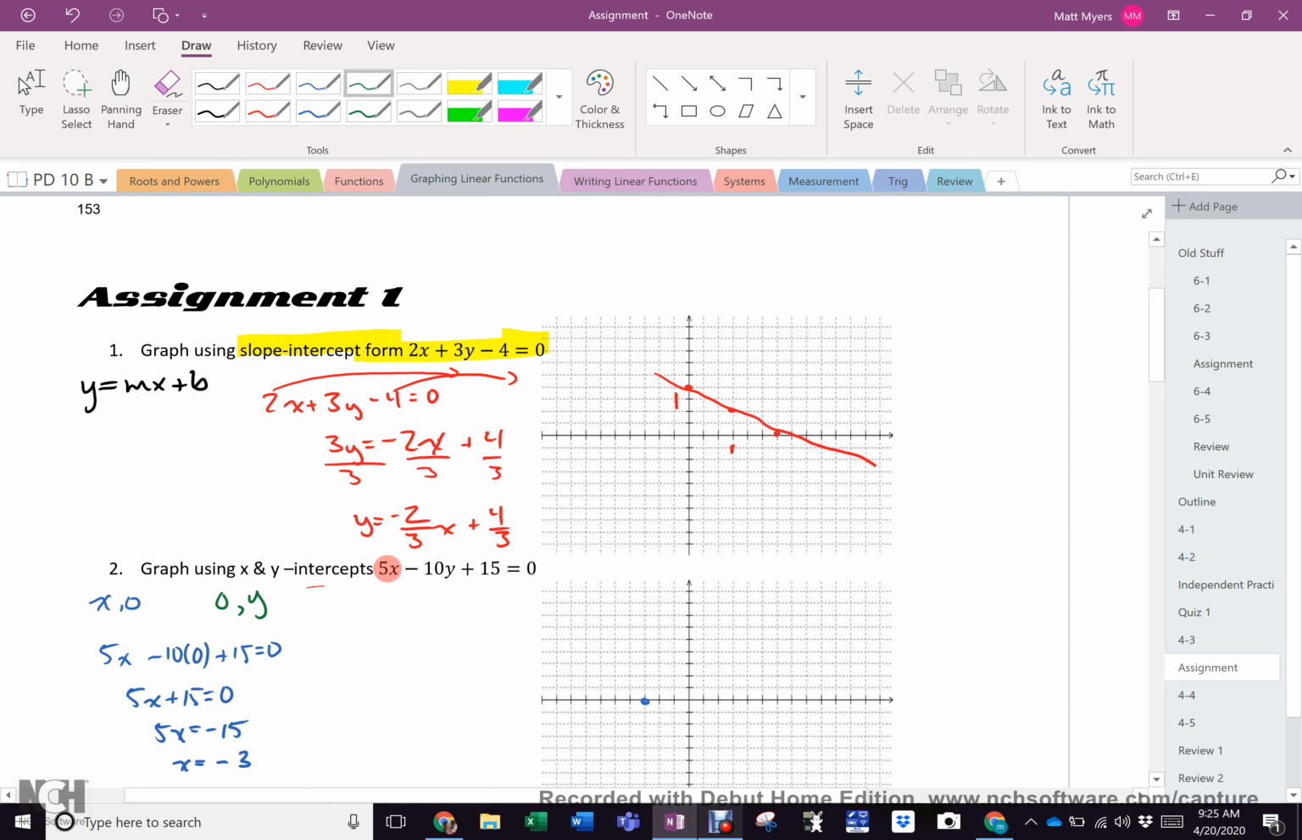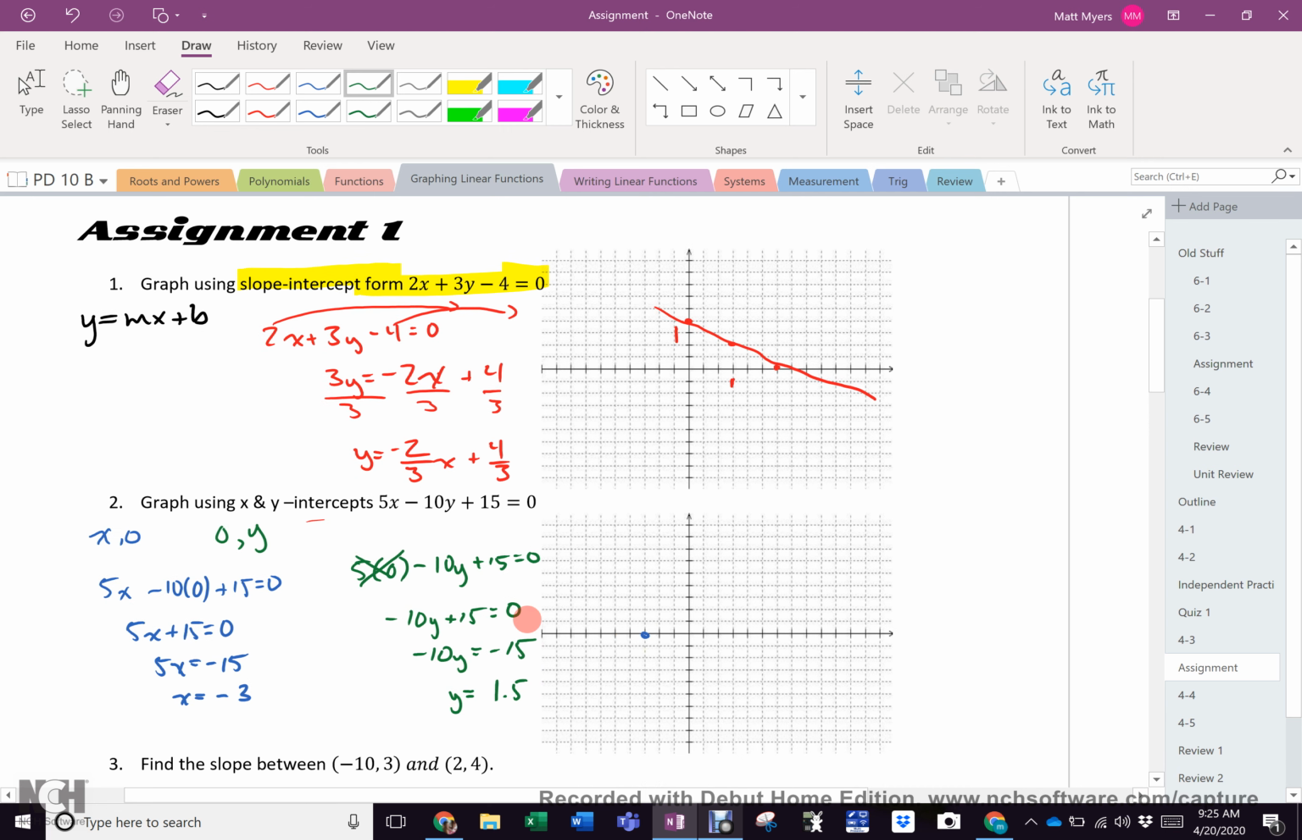0, y. That means 5 times 0 minus 10y plus 15 equals 0. That disappears. Negative 10y plus 15 equals 0. Negative 10y equals negative 15. y equals positive 1.5, or 3/2. Since I already put this on and I kept the scale as 1, 1, 1, my y, I can keep that scale as 1, 1, 1, and I put a dot at 1.5. So I could draw that.